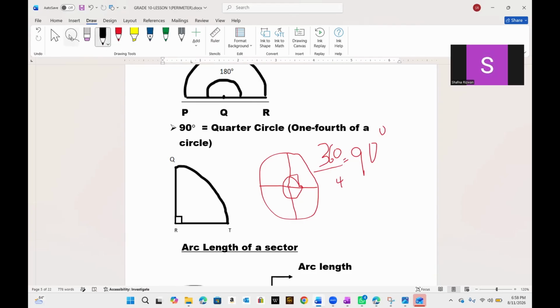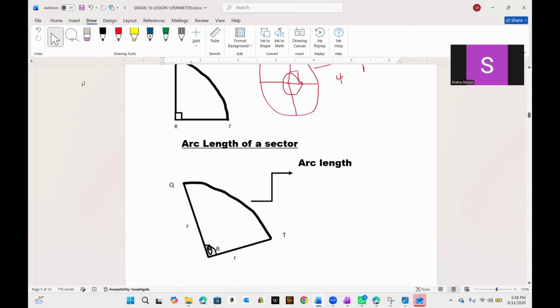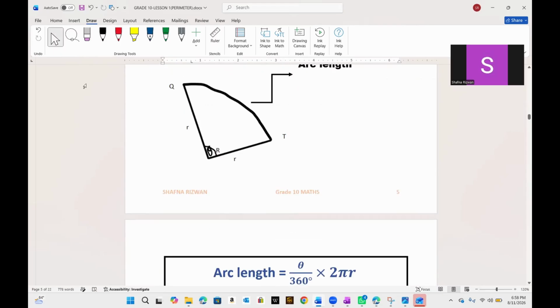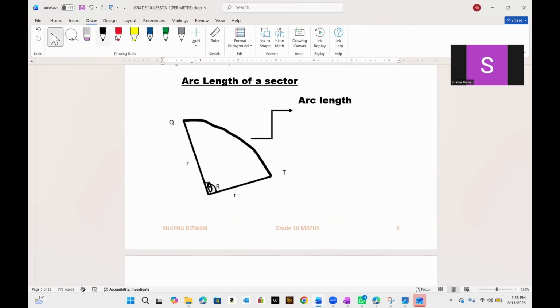Girls, now let's go through our arc length. Okay, let's go through something known as an arc length. So, tell me, what is an arc length? Arc length means, now I told you, in this circle.